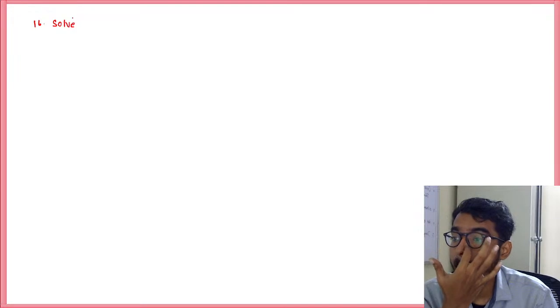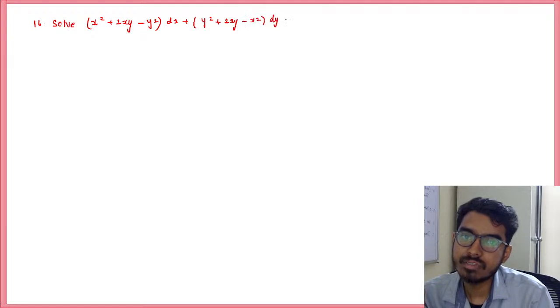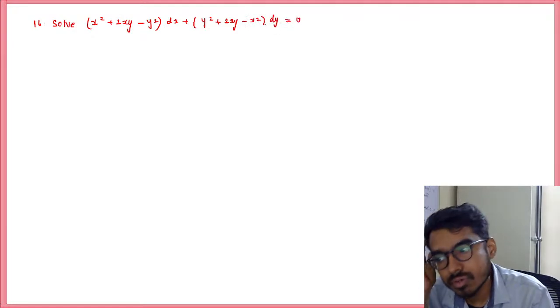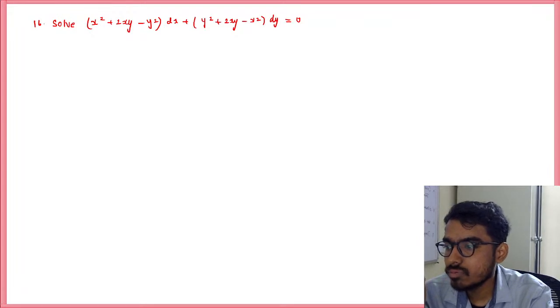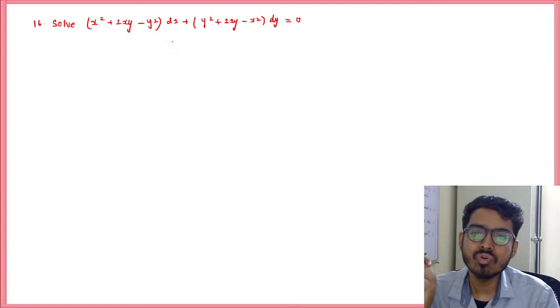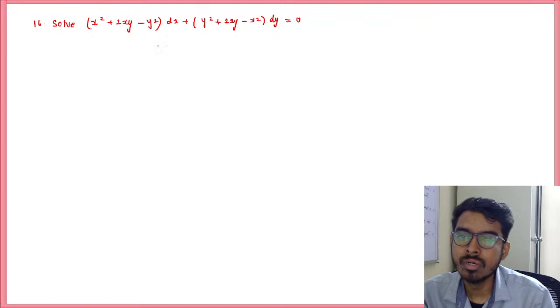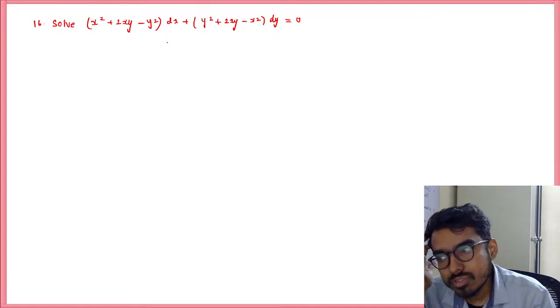Solve (x square plus 2xy minus y square) dx plus (y square plus 2xy minus x square) dy is equal to 0. Right? So we'll solve this problem now. So you can see both are homogeneous functions of degree 2, right? This f1 and f2. So we can do this directly.